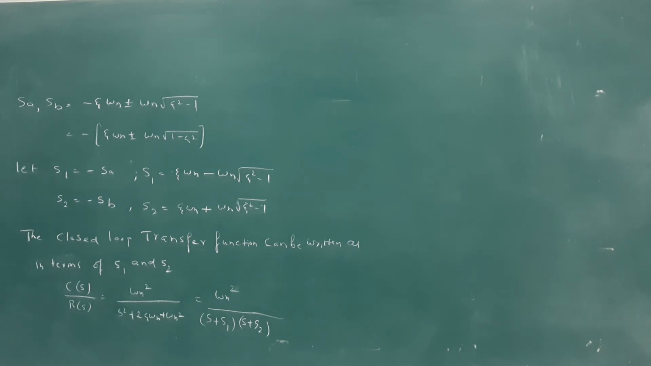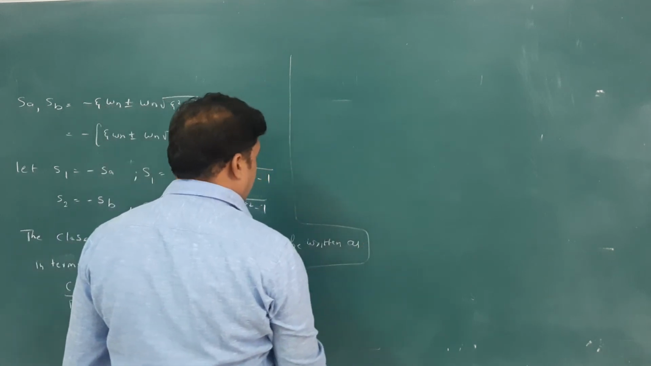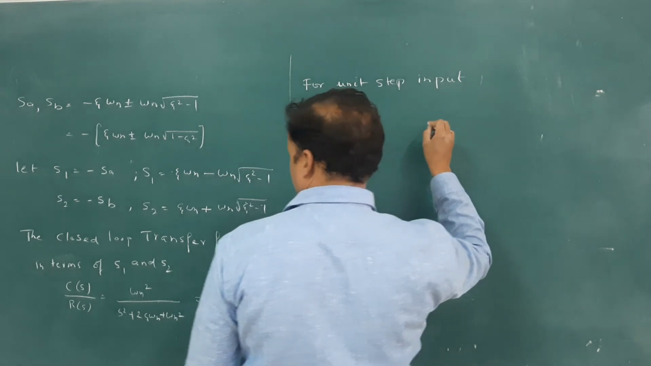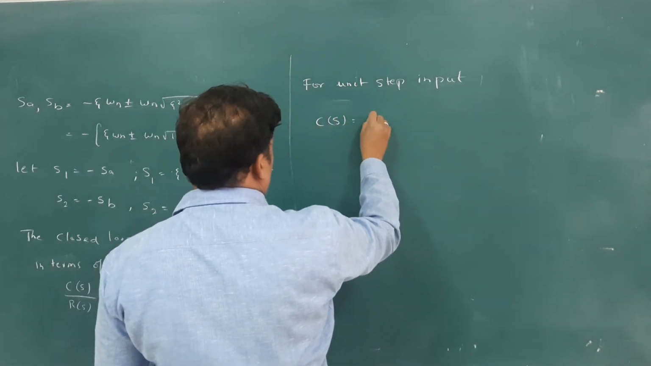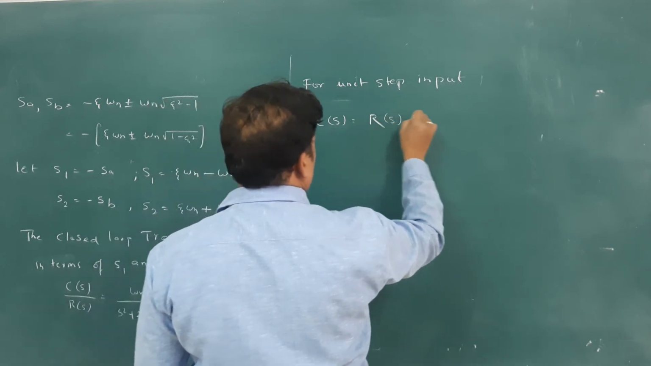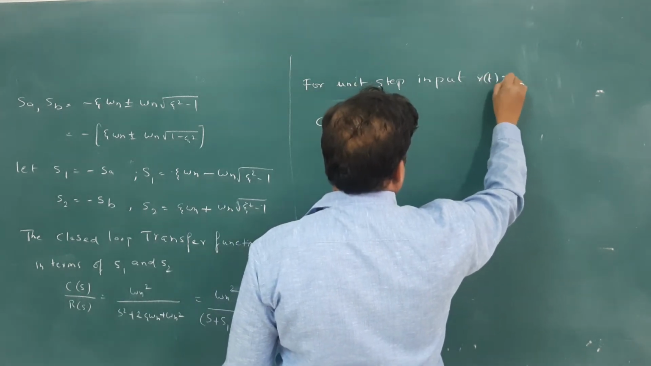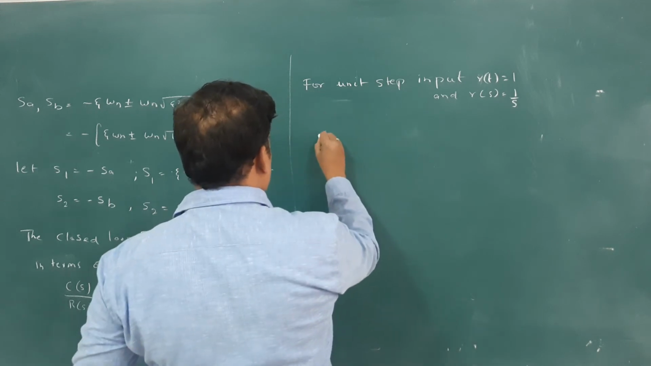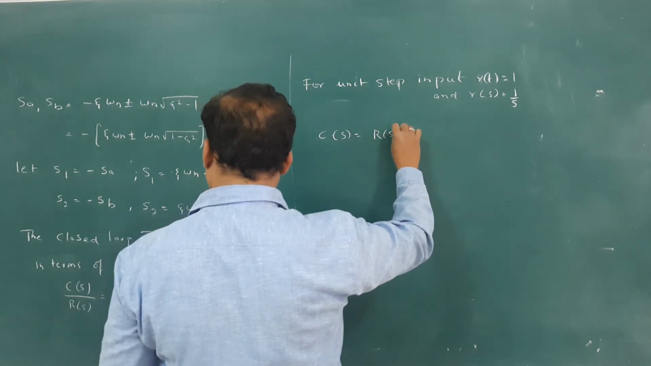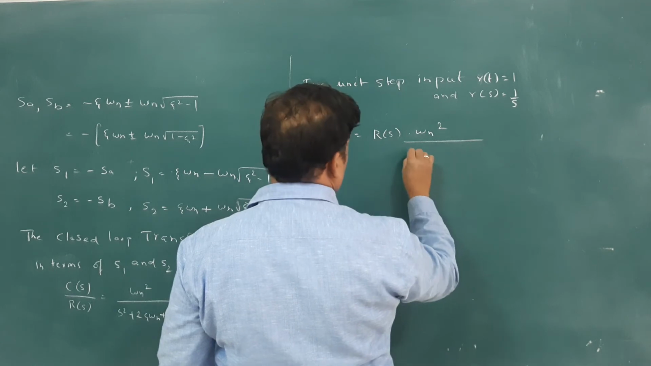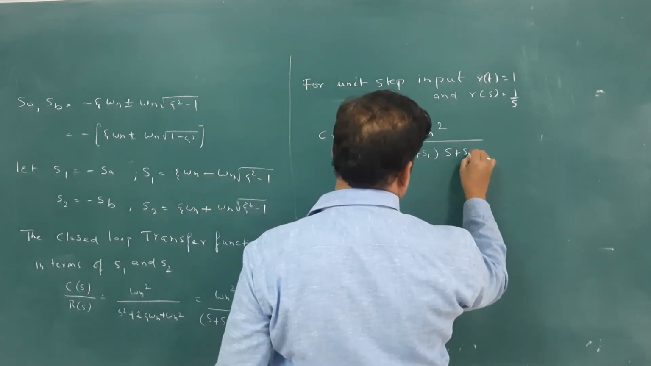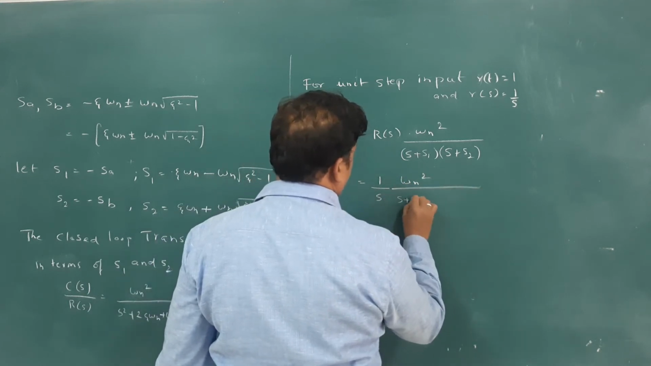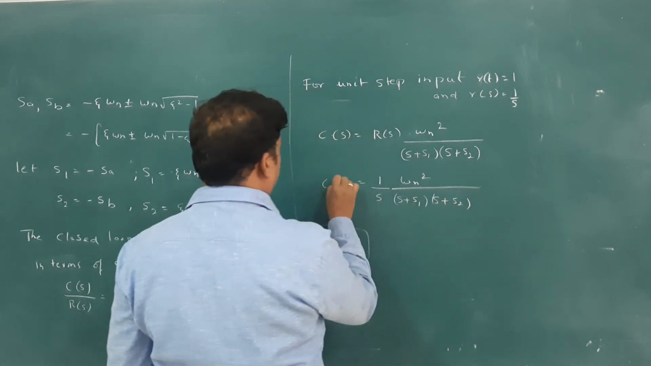Now, for unit step input, R of t is equal to 1 and R of S is equal to 1 by S. Therefore, C of S is equal to R of S into omega n square divided by (S plus S1) into (S plus S2), that is equal to 1 by S into omega n square divided by (S plus S1) into (S plus S2). Okay, C of S is equal to this value.